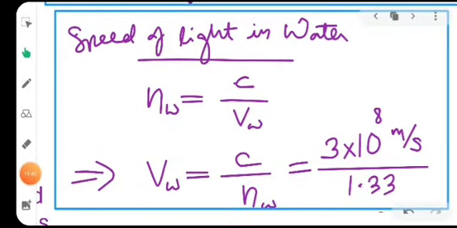So for water, I've just repeated the definition, which is not required since we have already isolated the value for velocity. So the velocity of light in water, I'm sorry, I make a lot of mistakes while I speak because it's a live recording, so please forgive me. The speed of light in water is C over the refractive index of the water itself, and that is 3 into 10 raised to 8 meters per second divided by 1.33.